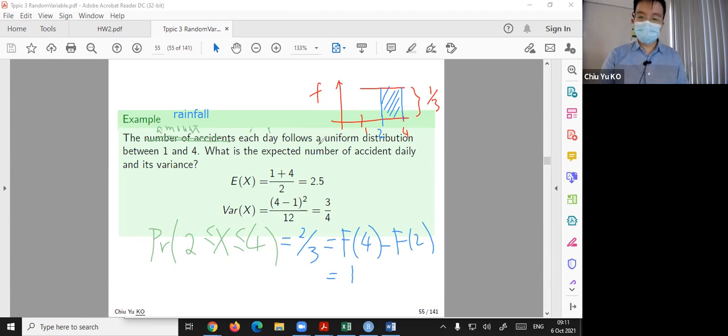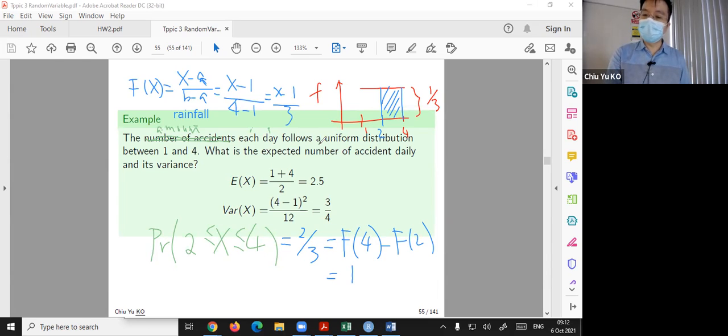Right? Because remember how to get F here. F of x is x minus a over b minus a, and a is 1 here, b is 4, so x minus 1 over 3. Okay, so F of 4 is 4 minus 1, 3 over 3, which is 1. Or F of 4 is like the area below 4, which is 1, and F of 2 is 2 minus 1 over 3, which is 1/3.